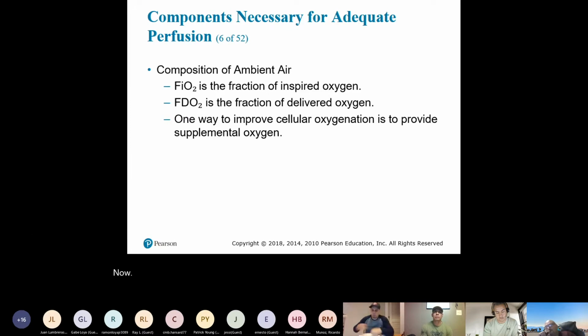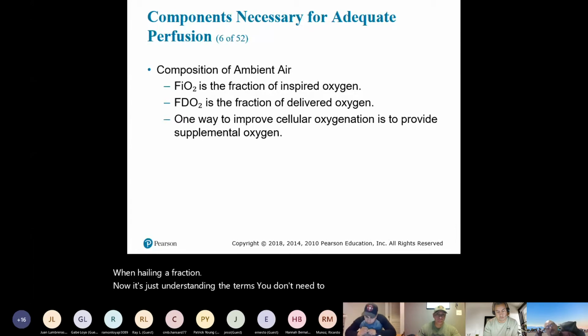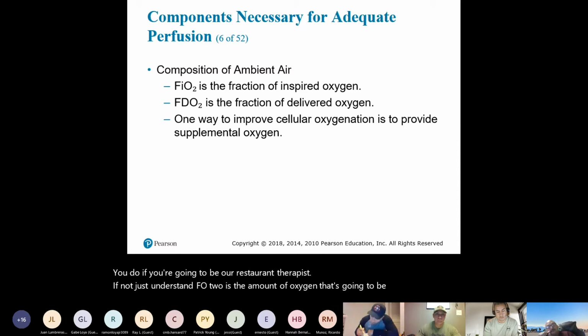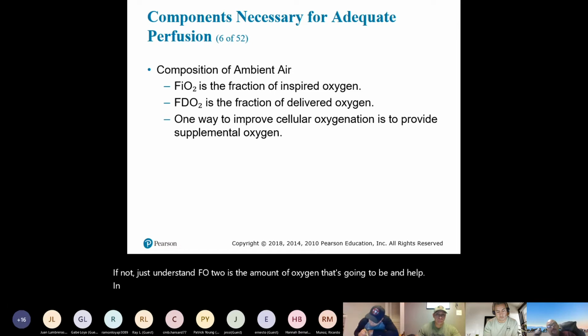Now, FiO2, fraction of inspired oxygen. That's normal. When we inhale, we're inhaling a fraction of oxygen. Now, it's just understanding the terms. You don't need to know more about it. You do if you're going to be a respiratory therapist. If not, just understand FiO2 is the amount of oxygen that's going to be inhaled. And RTs can adjust that based on the doctor's order.